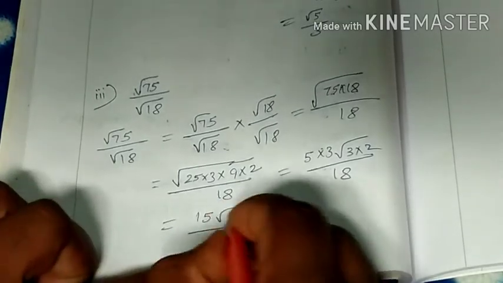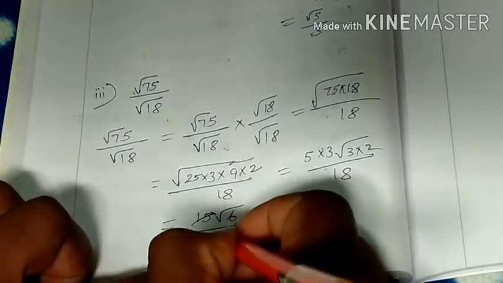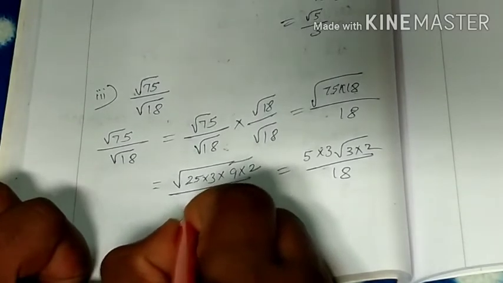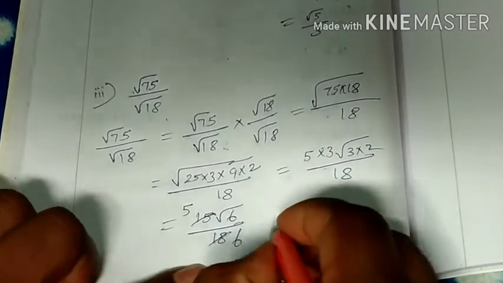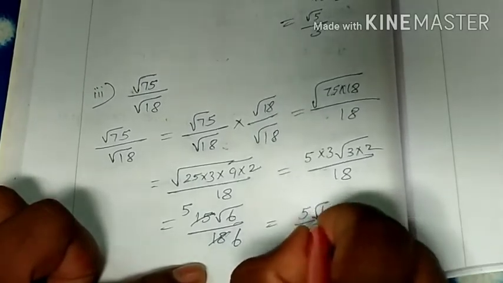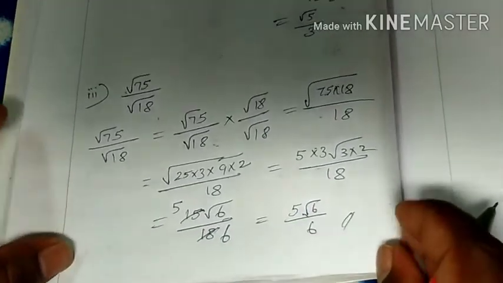Okay. So if we make the simplification using the third table, 5 3s are 15, and 6 3s are 18. So 5 into root 6 divided by 6. This is your answer for the third question.